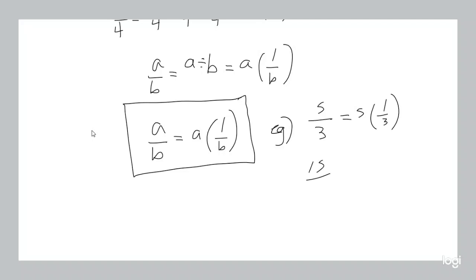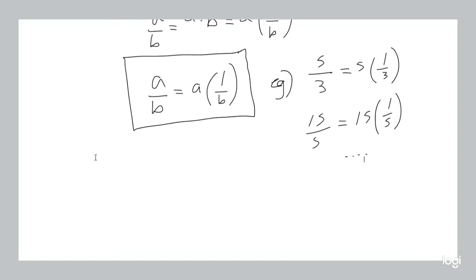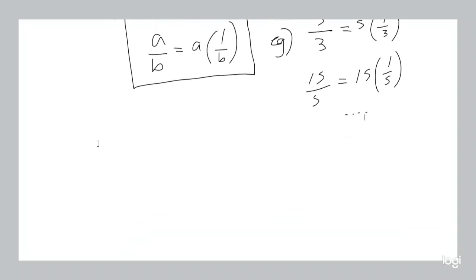Okay, 15 divided by 5. Well, that's 15 times 1/5. And so on. Once you realize that that's what fractions are, that's what division is, that all division is just multiplication of this form, then all fraction operations become much more obvious. Let's start with adding and subtracting numbers with the same denominator.